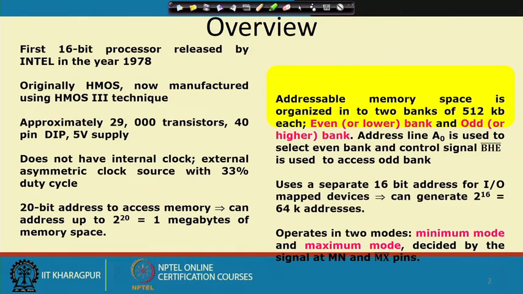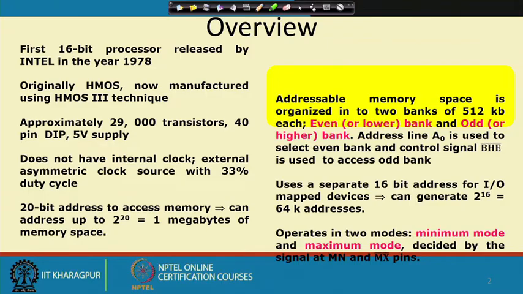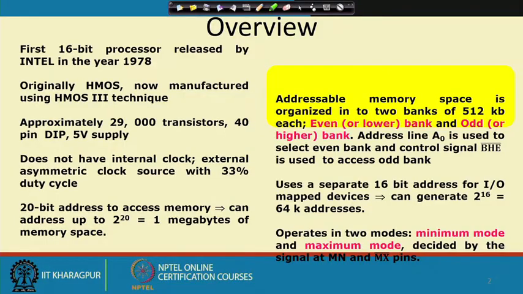So, it needs an external asymmetric clock source with 33% duty cycle. You have to connect the clock from the external source, unlike 8085 where you can just connect a crystal and it can generate the clock internally. In 8086 that is not possible. So, you have to give the clock signal externally with 33% duty cycle, which means 33% of the time the clock signal is high and 67% of the time the clock signal is low.